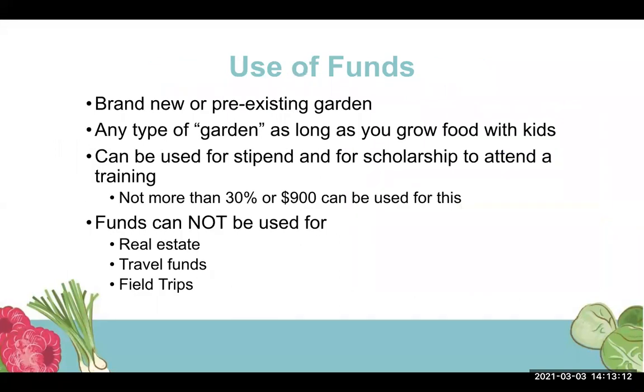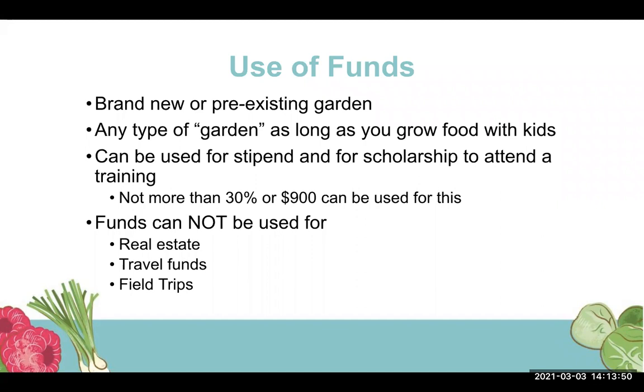So use of the funds. This $3,000 monetary grant can be used on a brand new or pre-existing garden. It can be any type of garden, as long as you're growing food or other edible items with your kids. So we get a lot of questions about grains or herbs or that kind of thing. It's all applicable, so long as it's edible education with them. The funding guidelines are pretty flexible. We have just a handful of restrictions or time guidelines.